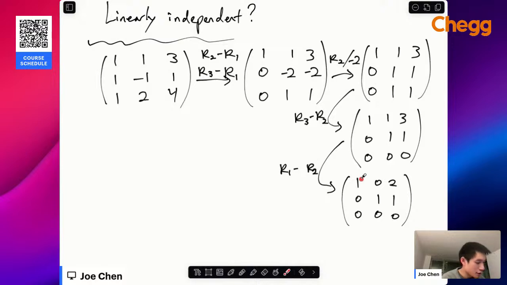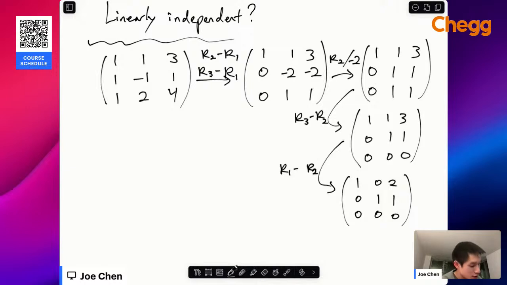And I just look at the pivots. If there's a pivot in every column, then the vectors are linearly independent. But here, there's no pivot in this third column, so it is not.